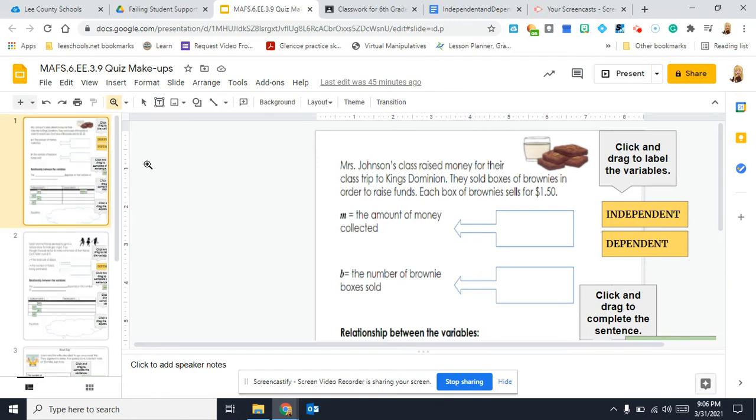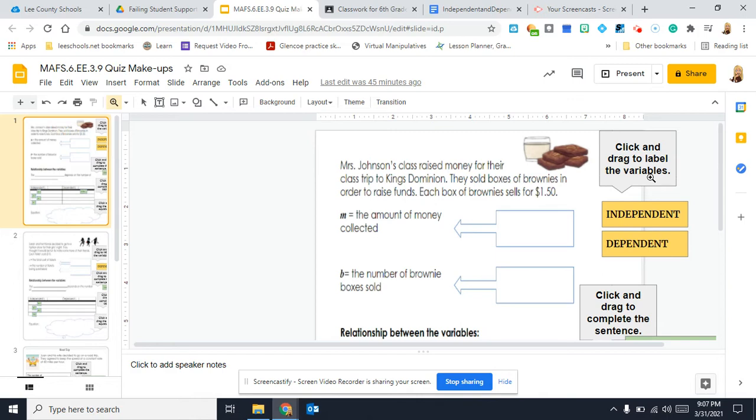Okay, so the first slide says, Mrs. Johnson's class raised money for their class trips to King's Dominion. They sold boxes of brownies in order to raise funds. Each box of brownies sells for $1.50. Now, the first section tells me that I am supposed to click and drag to label the variables. So we have independent and dependent variables. Remember, dependent variables are those that change in response to something else. For example, I get paid for the number of hours I work. My total paycheck is dependent on how many hours I work. So when we think about a dependent variable, it's dependent on something.